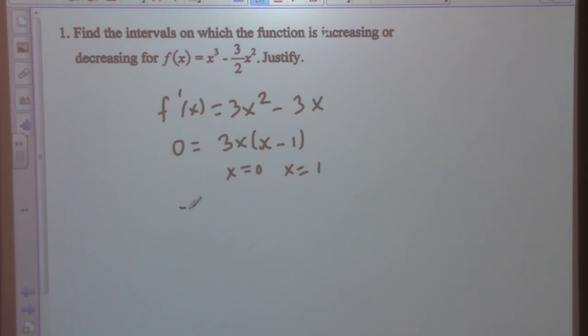Okay, the next thing. 0, 1. And here's our f prime here, here's our f underneath, right? And to the left of 0, we have, is that negative, negative? To the left, so we have positive, right? And then between 0 and 1, that would be positive and that would be negative.